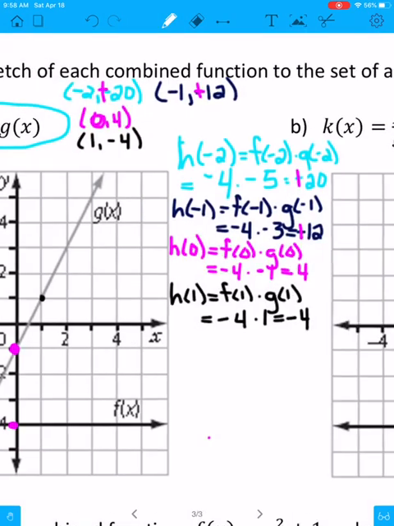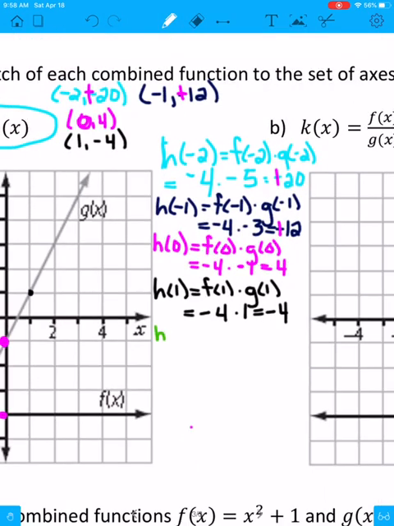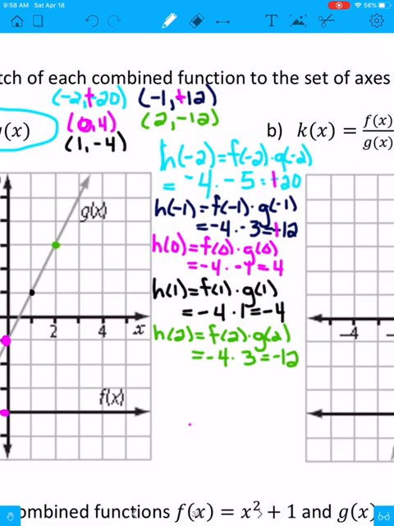Great. H of 2 is f of 2 times g of 2. F of 2 is negative 4. G of 2 is 1, 2, 3. So now I'm at negative 12. Now I have a coordinate at 2 and negative 12. And I could keep going, but that's probably enough points to plot.